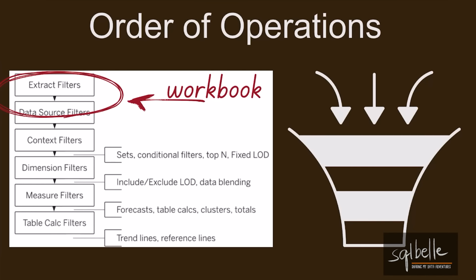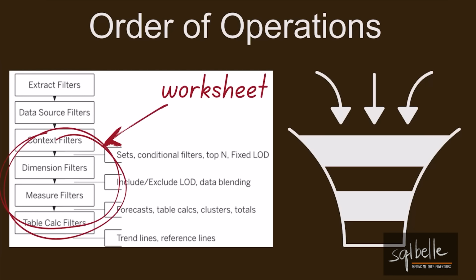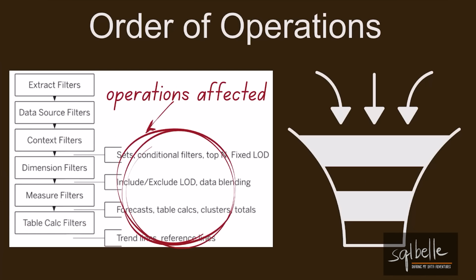Also, another thing to note is that some of these filters apply at the workbook level, for example, extract filters and data source filters. And some of these filters affect the worksheet level, meaning different kinds of worksheets can have different kinds of filters applied to them and they may get different results. And on the right-hand side, these are all the operations. And in here, it's important to note exactly where these operations are with respect to the filters. For example, let's say fixed LOD. If we extrapolate this line, it means the fixed LODs are going to be affected by filters above it, but it's not going to be affected by filters below it.